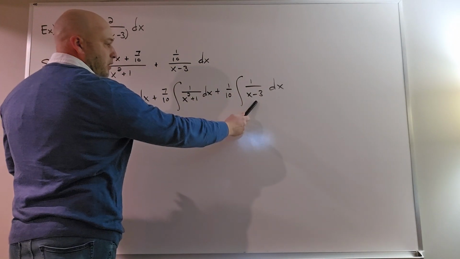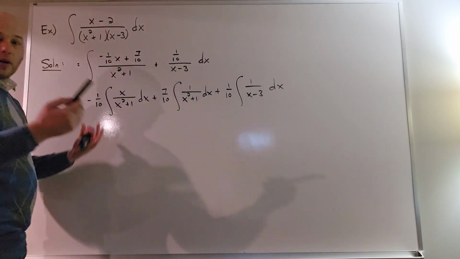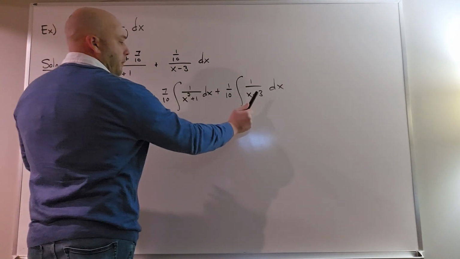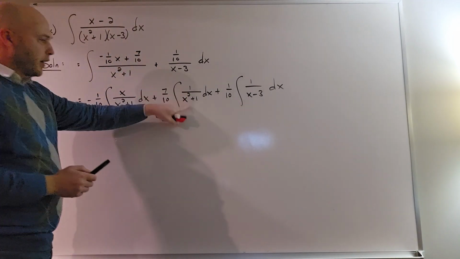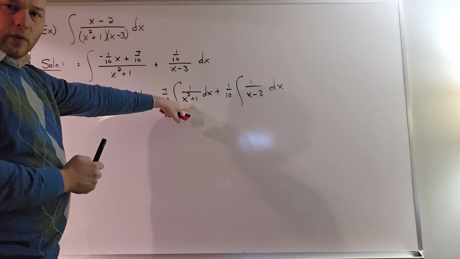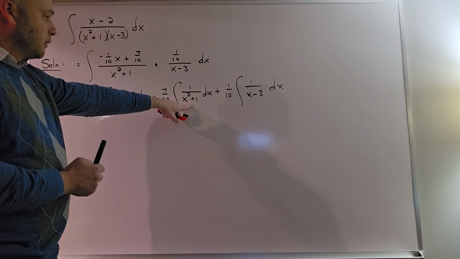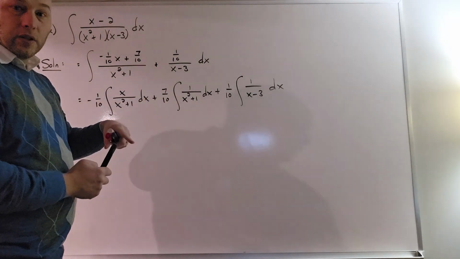Let's start over here. This is the easier one. I guess easy is relative, but you know what I mean. This one would turn into a natural log. This one, 1 over x squared plus 1. Think about that for a second. Where have you seen that expression? Right? Antiderivative is the inverse tangent.